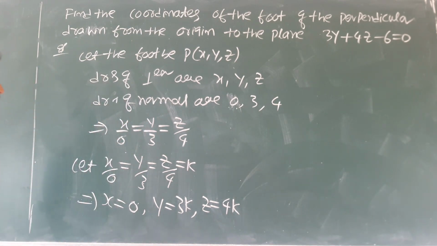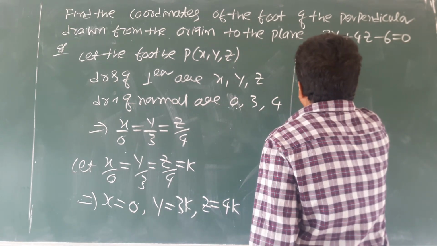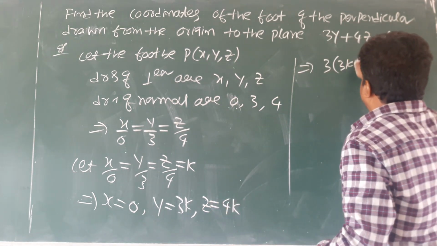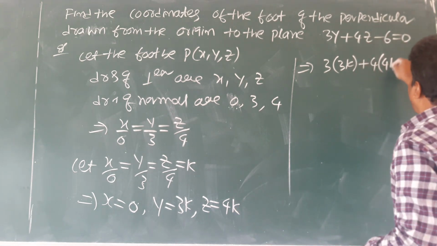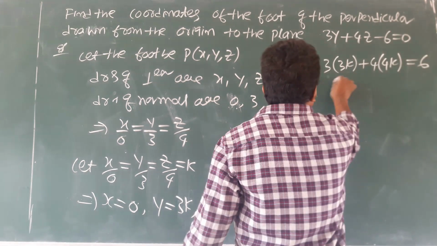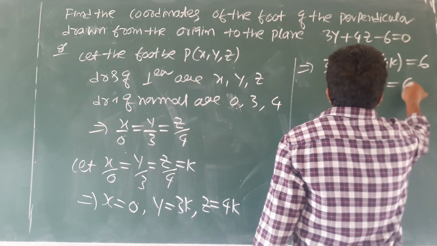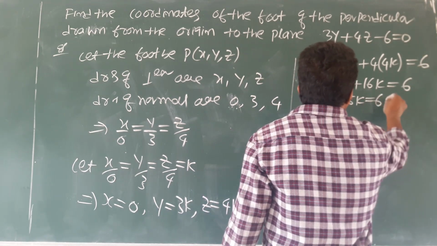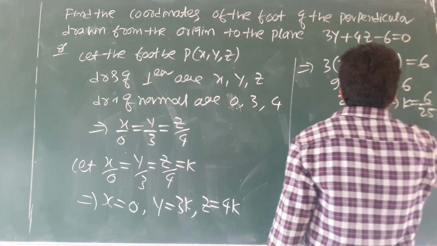So now let's find out the k value. Substitute in the plane. That implies 3 into, what is y? Y means 3k, plus 4 into, what is z? 4k is equal to 6. 3 3s are 9k, 4 4s are 16k equals 6. 16 plus 9 is 25k equals 6. That implies k equals 6 by 25.